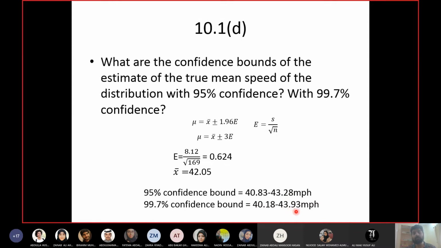And as I told you, this is for the whole population of drivers. This is not for this one sample of 169. This is for the complete population of drivers. Okay, this is the central limit theorem.